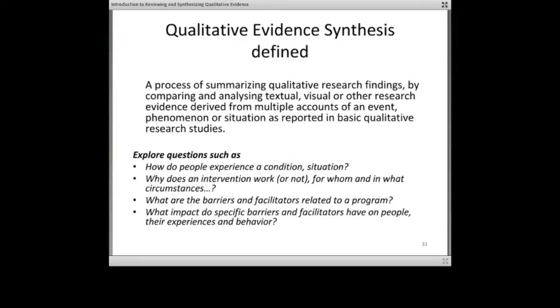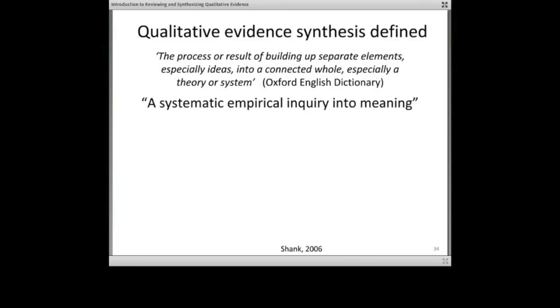Now, what these qualitative evidence syntheses can do is explore questions such as how do people experience a condition or a situation? And I think I've just shown that through the examples we've discussed. Why does an intervention work or may not work? For whom? In what particular circumstances does it work or not work? What are potential barriers, facilitators related to a program you're trying to implement? And what impact do specific barriers and facilitators have, not only on the program, but also on the people, their experiences, their behavior?